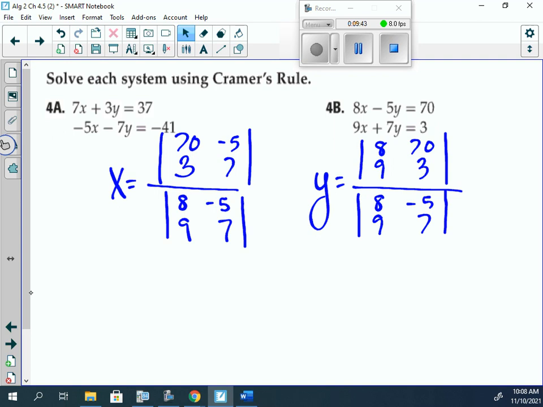So when we plug it into the calculator, and we'll plug it in here in a minute, we can set matrix A as 70, negative 5, 3, and 7. We can set matrix B as 8, 9, 70, and 3. And C as 8, 9, -5, and 7. It doesn't matter which ones we pick, but we just need to define each one of those 3 into the calculator.